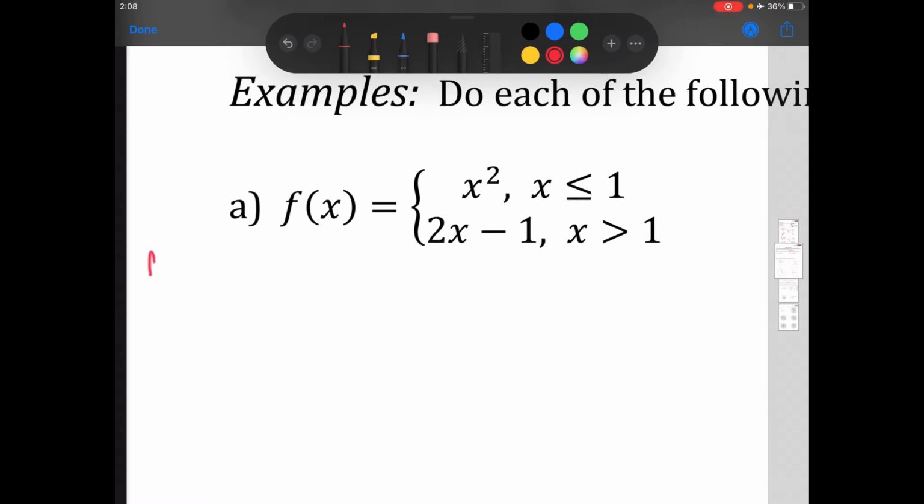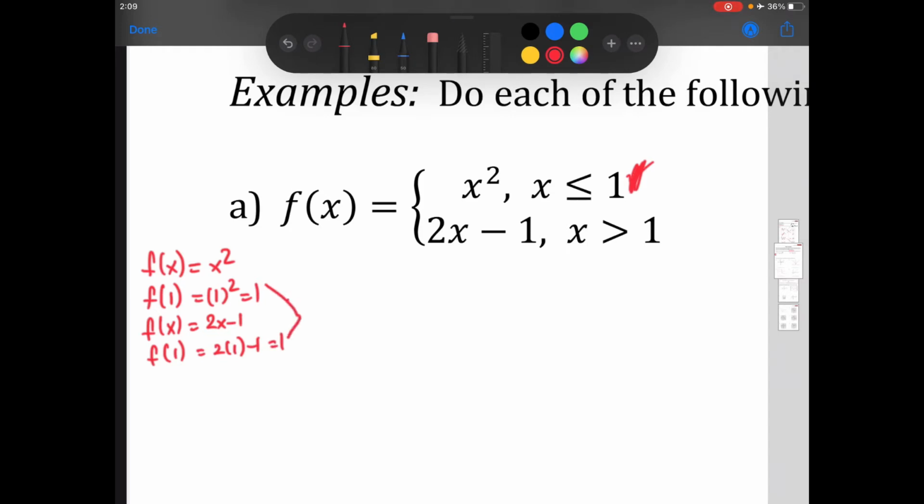F of x equals x squared, so I'm going to find f of 1. That's how you do it. 1 squared is 1, so it's 1. So I got 1 for this function, and what do I get for the other one? My function is 2x minus 1. I'll substitute in 1. So 2 times 1 minus 1 is what? 1. I got the same values, so what can I say? F of x is continuous. So I checked for continuity.